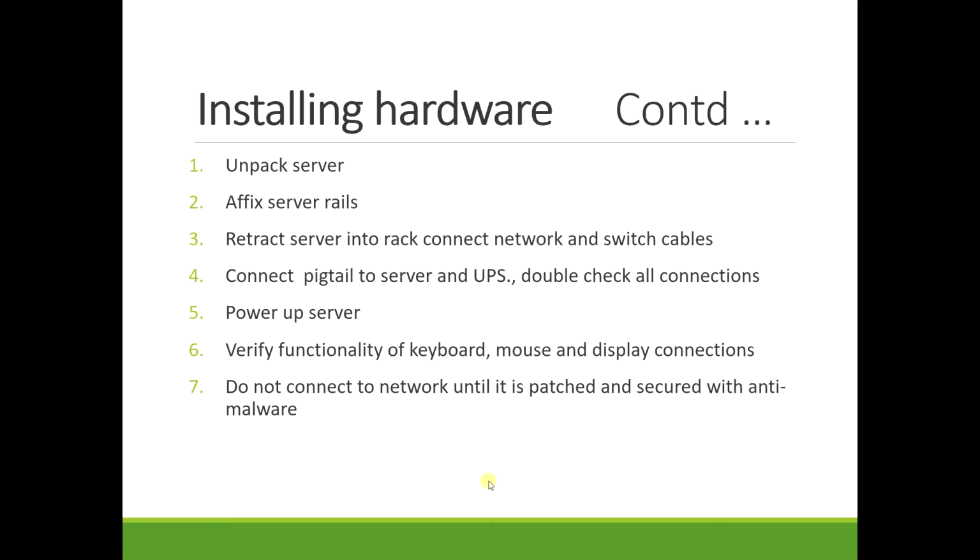From the back of the rack, we can connect the network and the KVM switch cables and connect the pigtail to the server and UPS or UPS connected power strip. We need to double check that all the cable connections are fastened properly. From the front of the rack, we need to power up the server. Some servers or network devices have a dedicated time when they'll be always on.